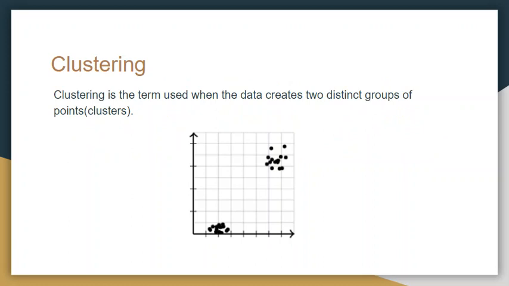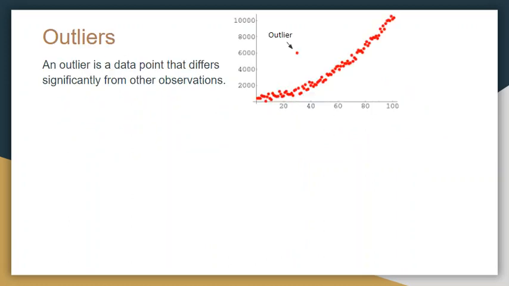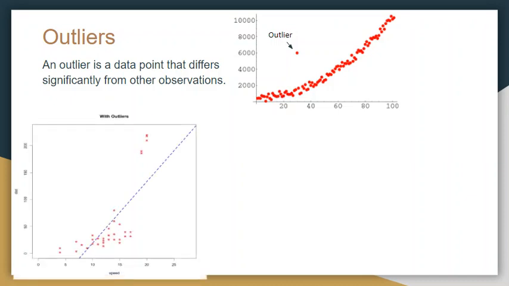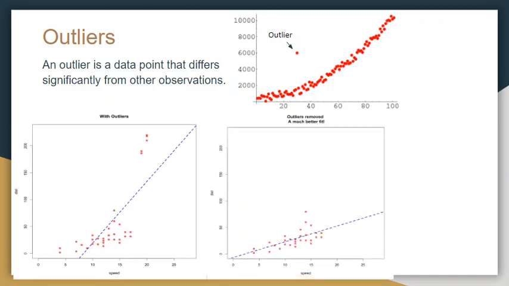Distinct groups of points may occur on scatter plots sometimes. These are called clusters. An outlier is a data point that differs significantly from other observations. This generally occurs when there is some error or inconsistency in the data. Outliers can have a drastic effect on the strength of association in data. This plot shows a few outliers and how the positive linear association occurs. And then this plot shows how the association changes when outliers are non-existent.